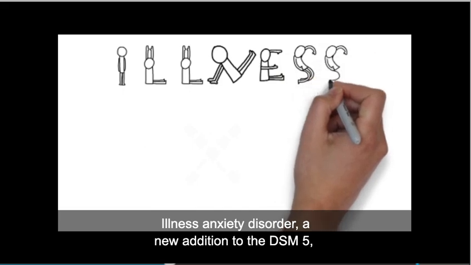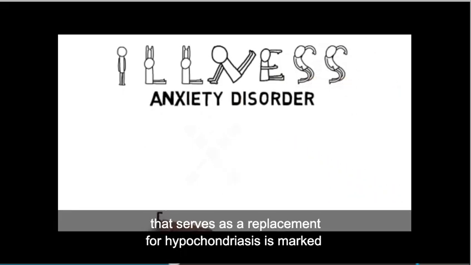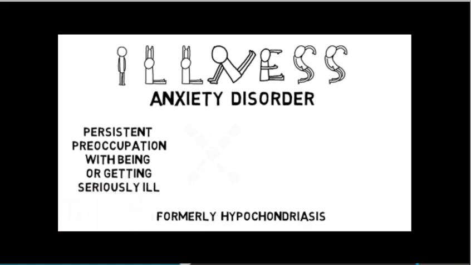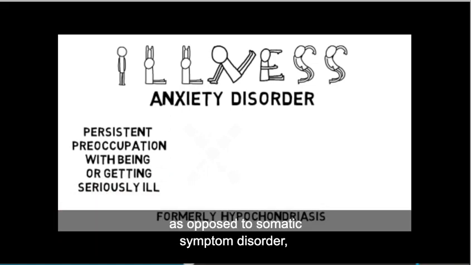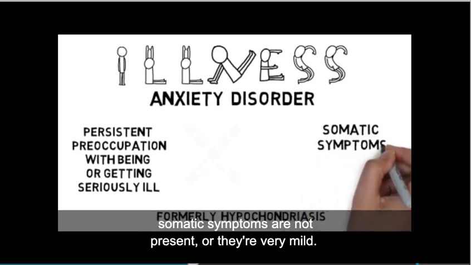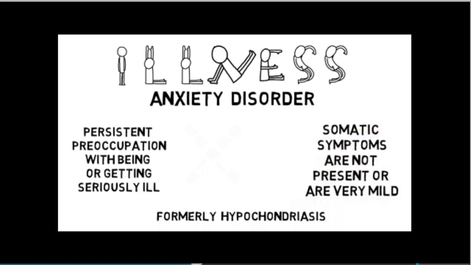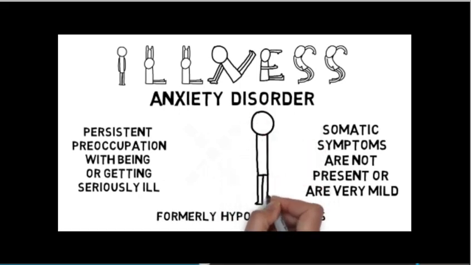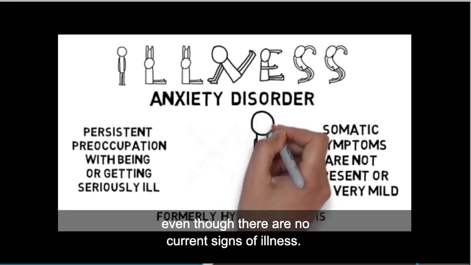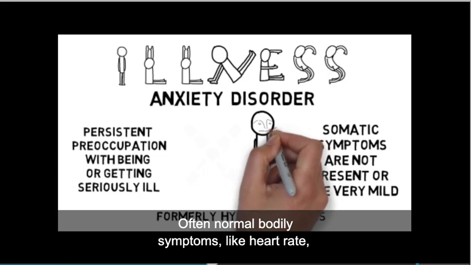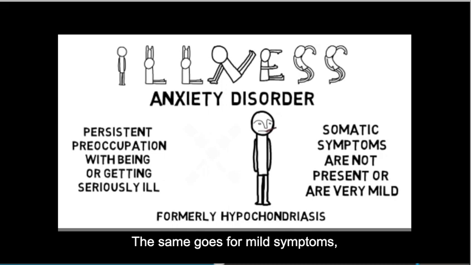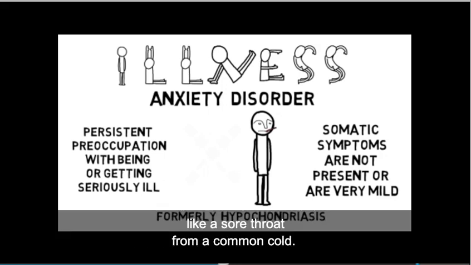Illness anxiety disorder, a new addition to the DSM-5 that serves as a replacement for hypochondriasis, is marked by a persistent preoccupation with being or getting seriously ill. For these individuals, as opposed to somatic symptom disorder, somatic symptoms are not present or they're very mild. Here, the preoccupation is directed at the potential for current or future illness, even though there are no current signs of illness. Often normal bodily symptoms, like heart rate, are misinterpreted as calamitous. The same goes for mild symptoms, like a sore throat from a common cold.